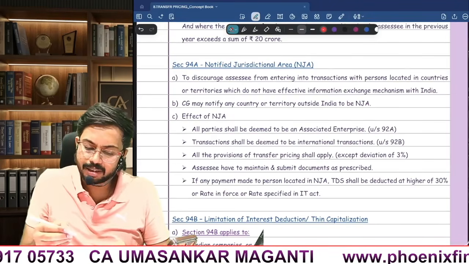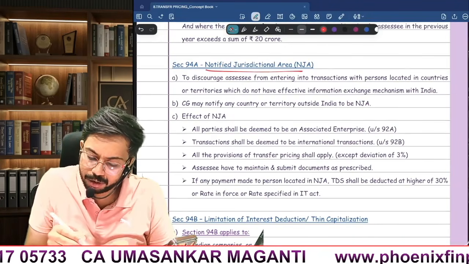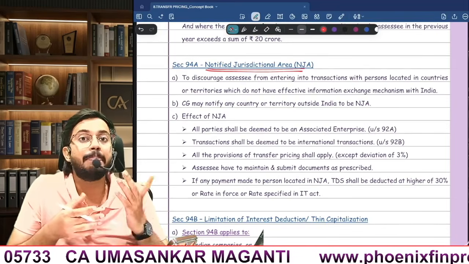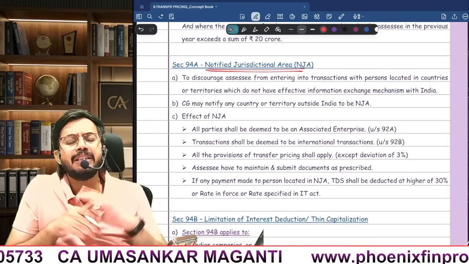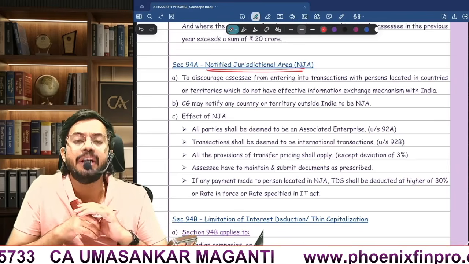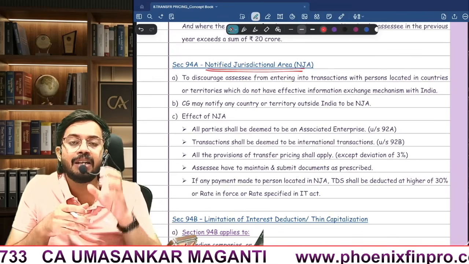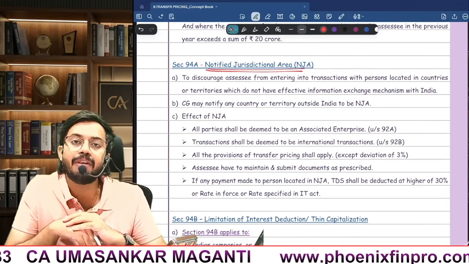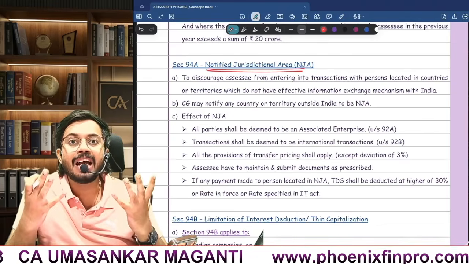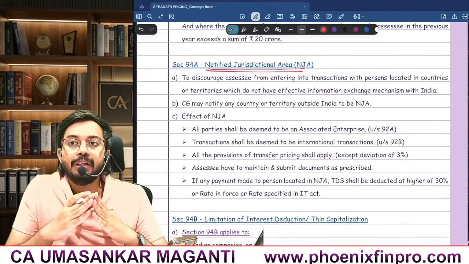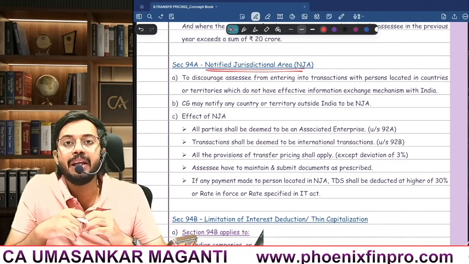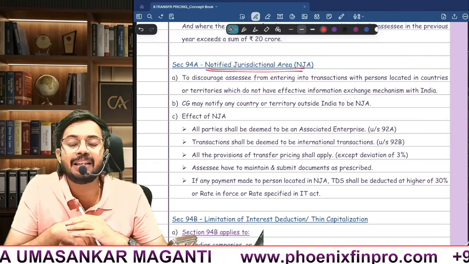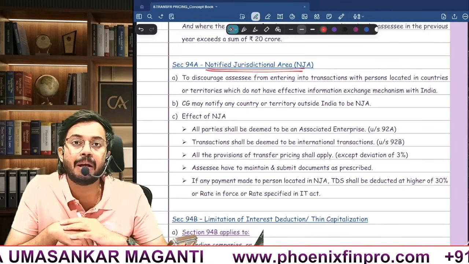Next we will discuss section 94A, notified jurisdictional area. See, earlier there is one country, Cyprus. Cyprus is the country which does not support India. Whenever the Indian government asks for some information from Cyprus, the country will not give that information. So it has become a loophole. Many Indians are depositing money in banks in Cyprus because Cyprus will not give information to the Indian tax department, the Indian government. That has become a loophole.